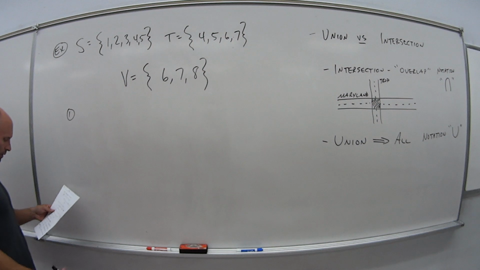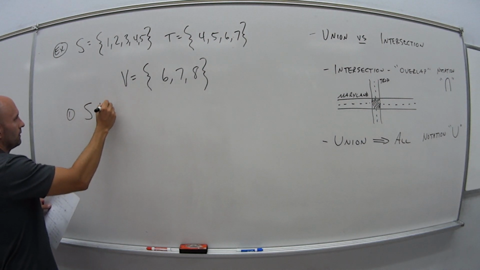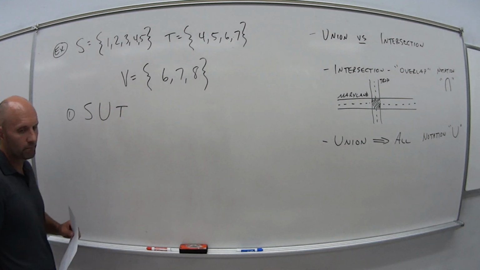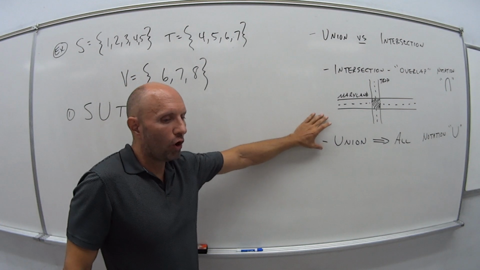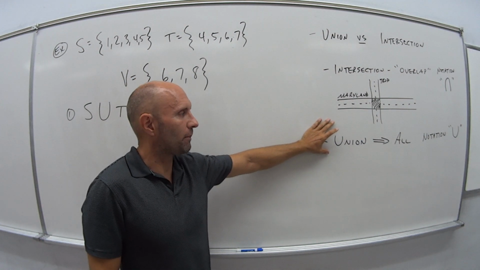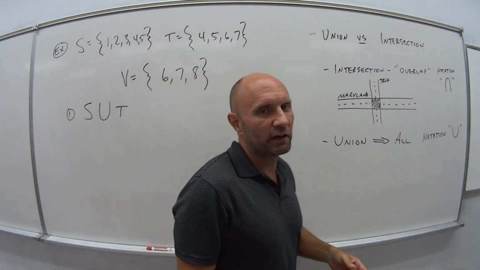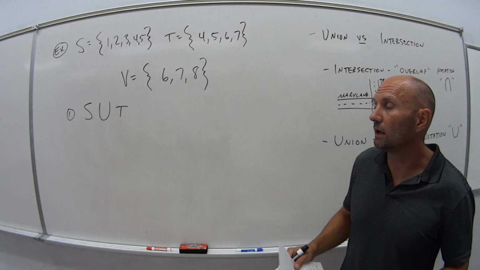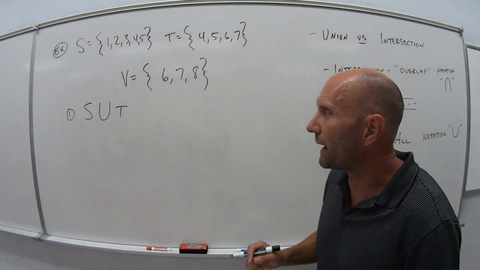So the first thing I want to know is what is S union T? So this means what? Union means all of it, everything from both sets, not just the overlap. So go ahead and try that if you want to pause, see if you can figure it out, then hit play again and check your answer. So if you did that, welcome back.